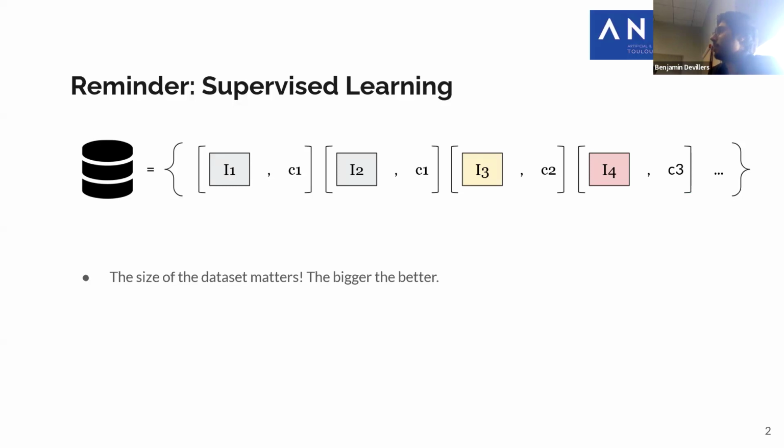And we've seen that the size of the data set matters, and the bigger the data set is, the better the performance of the model will be. And one big question is what costs the most when building a data set for supervised learning? Is it access to data or access to labels or categories, in your opinion?